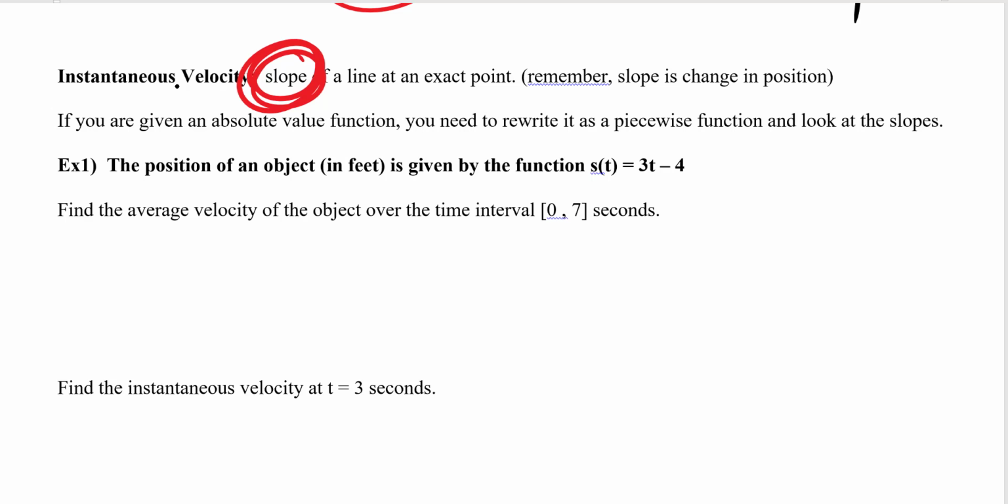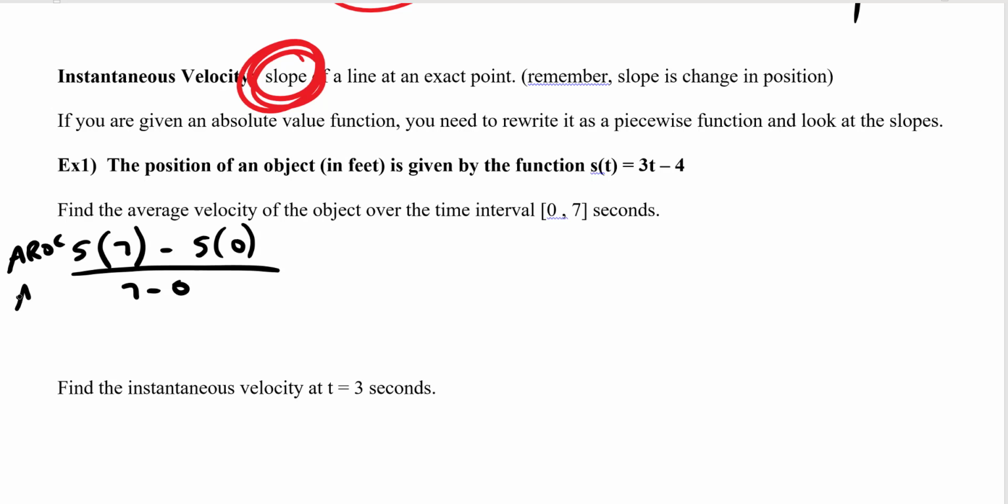So what you're going to do is you're going to say, again, it's change in position, and so you're going to say s of 7 minus s of 0 over, so that's your position function, plugging the 7 and a 0, over change in time, which is 7 minus 0. That's it. Again, this is AROC, or average velocity. Okay, it's average rate of change or average velocity.